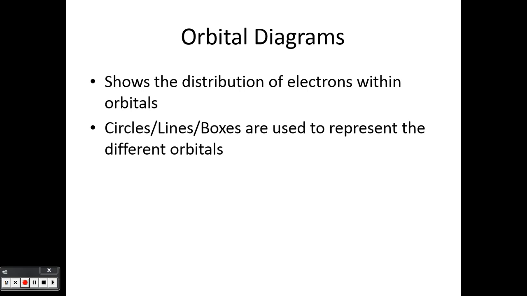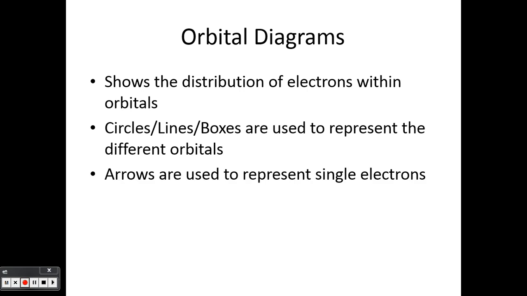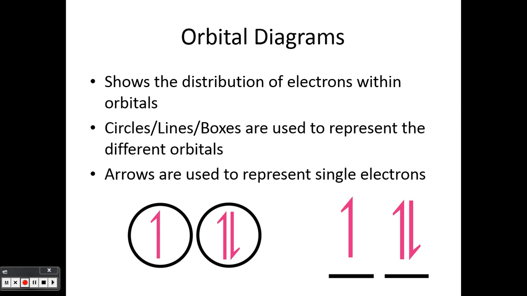It's just a different representation of the same thing. Depending on which book you read, sometimes they'll use circles, sometimes lines, sometimes boxes. But they almost always use arrows to represent a single electron. So you'll see some combination that looks like this, where the circle, in this case on the left-hand side here, is representing an orbital.